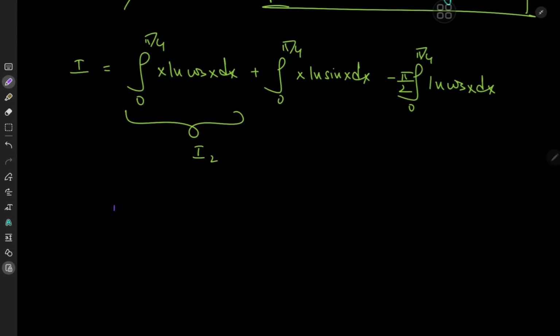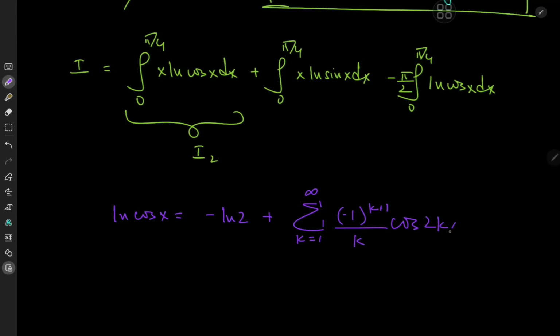So for I sub 2, we're going to make use of log cosine x, which can be expanded as negative log 2, plus the sum over the positive integers k of negative 1 to the k plus 1 divided by k times cosine 2kx.